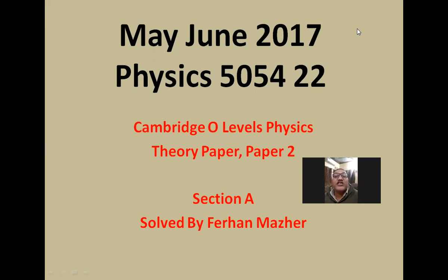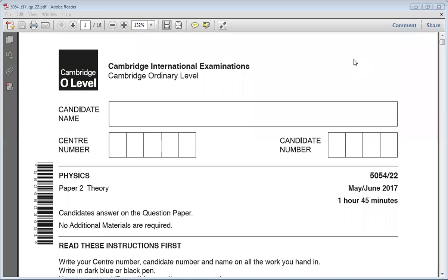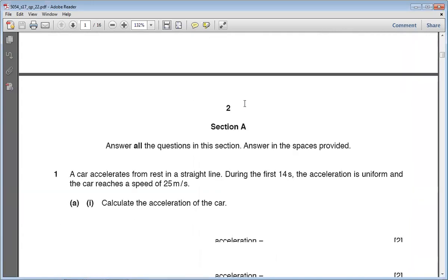In this video, we will be solving the section A of this paper. The section A is from question number 1 to question number 8. The section B of this paper, we will solve in another video. So let's start today's paper. So you can see that we have selected May-June 2017 2-2 paper. Theory paper, the time allowed is 1 hour 45 minutes. Today we are going to solve the section A of this paper.